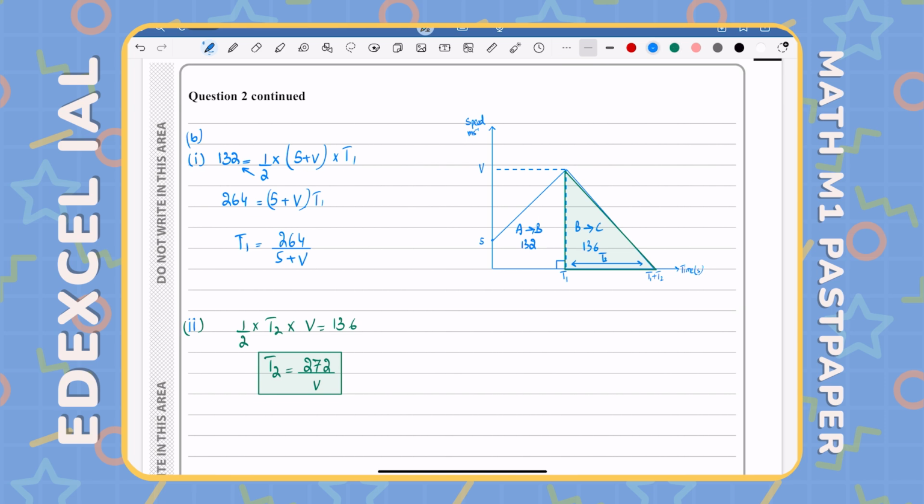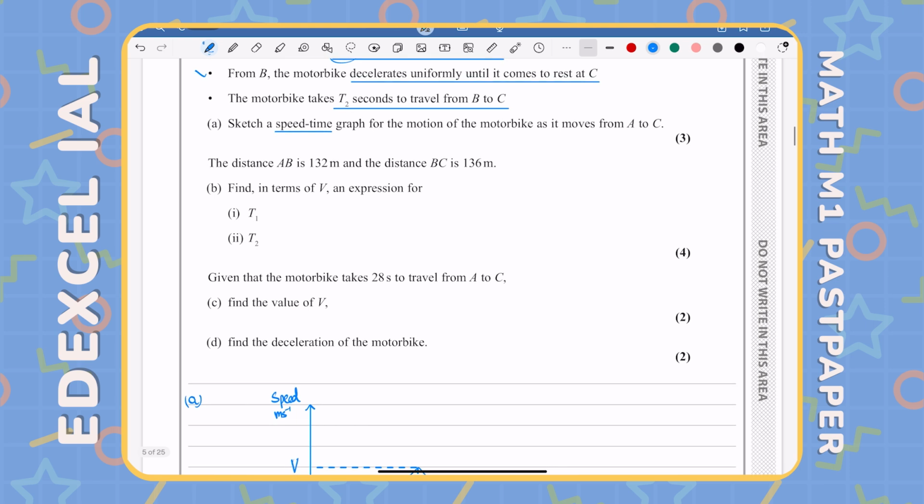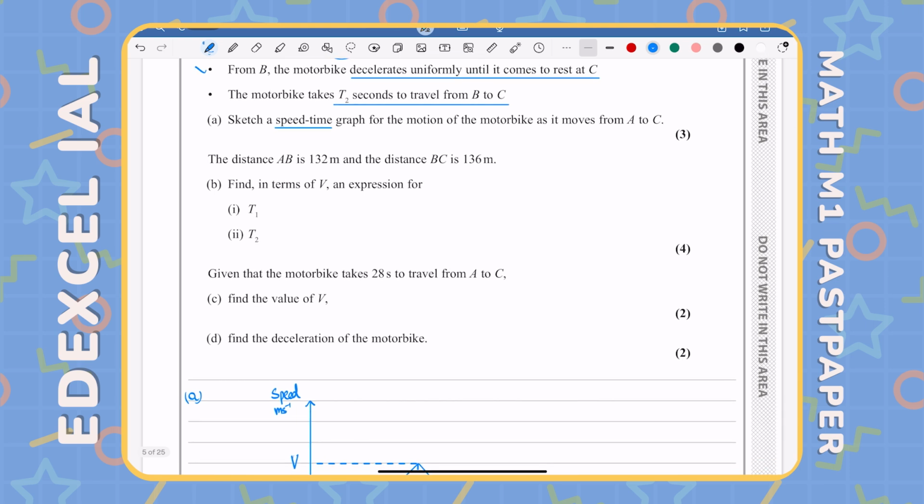And here we have found an expression for t1 in terms of v. Now let's see the next part. I'm pretty sure there's something to connect it to. Maybe we're given the total distance or total time. Okay, we're given the total time. Given that the motorbike takes 28 seconds to travel from A to C. So what are we given? We are given the total time. Find the value of v.